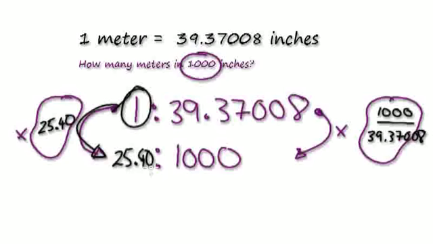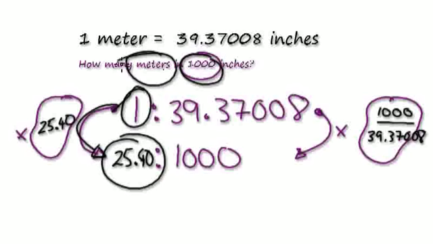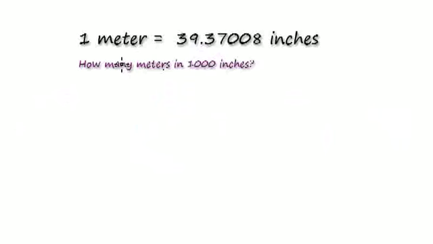Okay, or just 25.4. So with 1,000 inches, there would be 25.4 meters. Okay. All right. Next one.